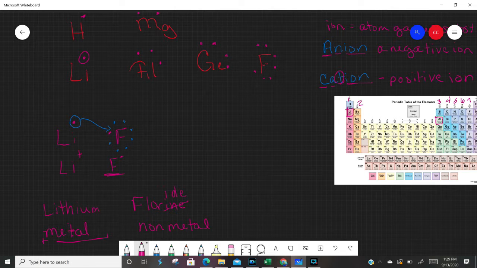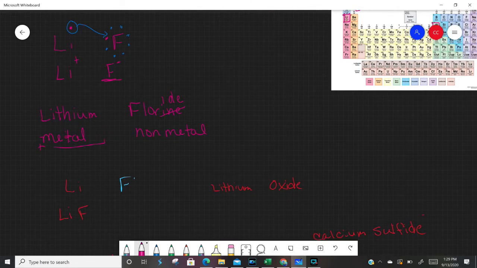Now to write the chemical formula, we said that lithium had a +1 charge. We said that fluorine had a -1 charge. You take your charges, minus the signs, and crisscross them. So we have lithium 1 fluoride 1. Just like in math, ones are understood, so it's lithium fluoride.